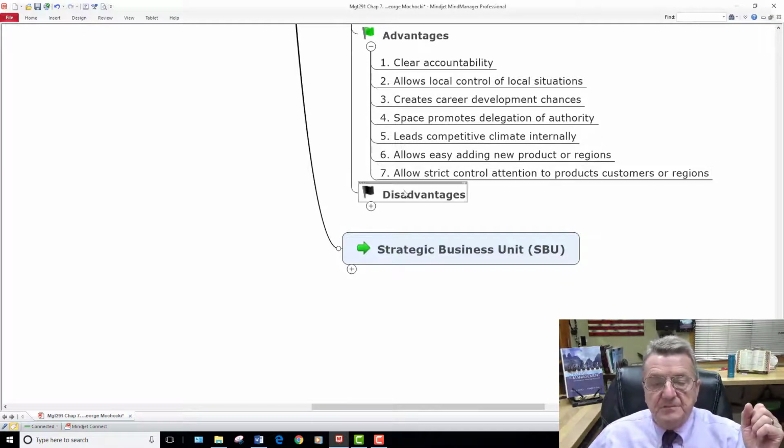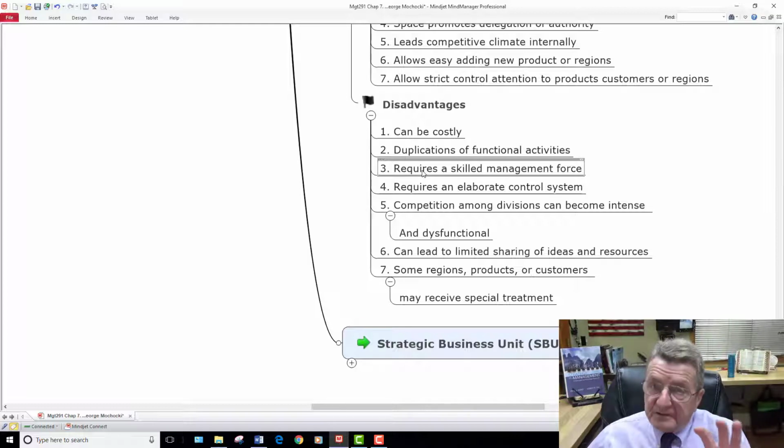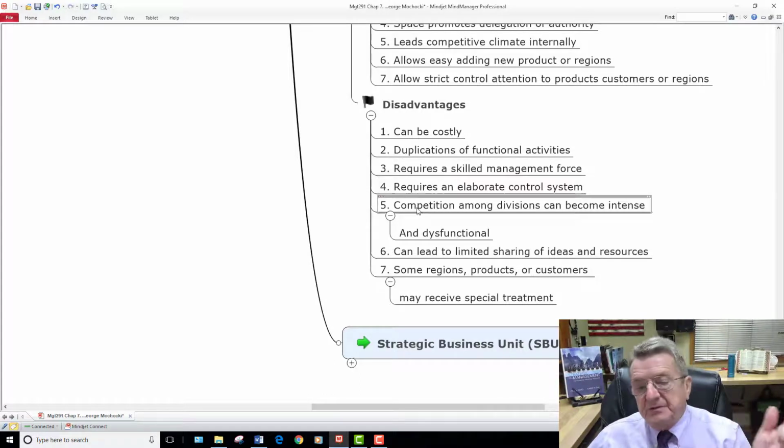Okay, and some of the disadvantages: it can be costly because you've got duplication. You've got to have finance, HR, and everything in the division, plus in the corporate. Requires a skilled management force, because they're basically like a vice president of that division. A lot of times, some of the divisions are run by VPs. They're not the president, but they're able to take care of and satisfy the geographic external forces that are affecting them. Requires elaborate control system.